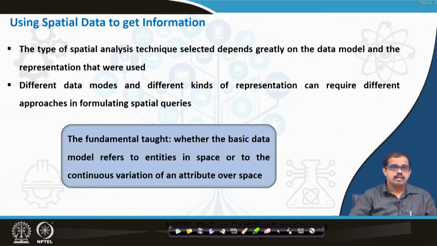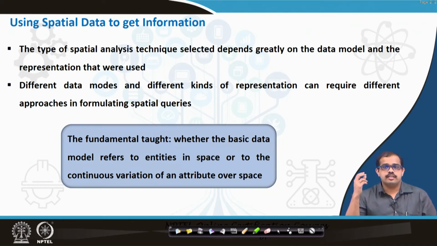Okay. So, when you are looking at the spatial data to get information, the first thing you have to look at is what kind of technique you have to use, which means to say that these techniques are selected depending greatly on a particular data model, whether it is a raster data model or a vector data model, what kind of data it is and how the representations are there. So, the first thing that you have to see is what kind of spatial analysis technique you would take in and what kind of different representations are there in that particular model. Okay.